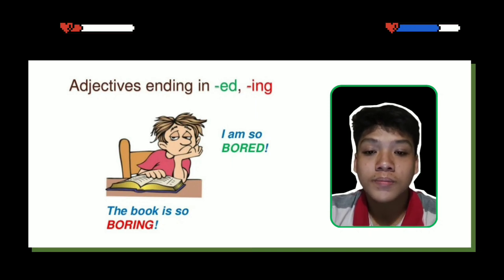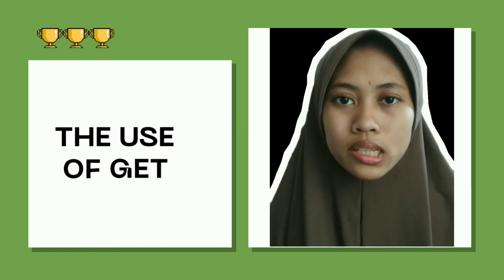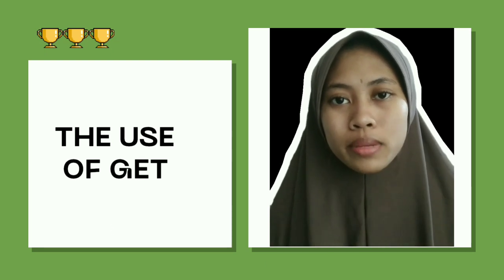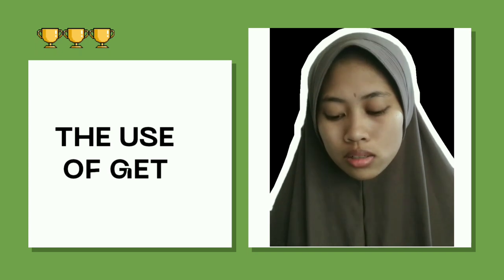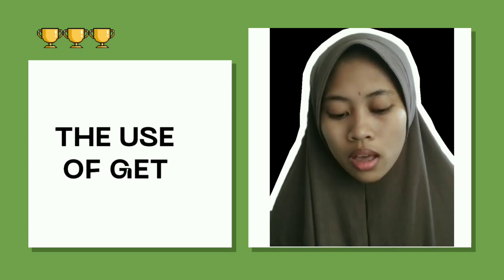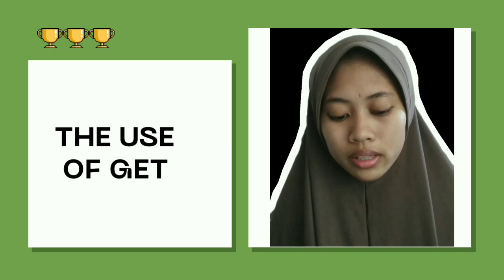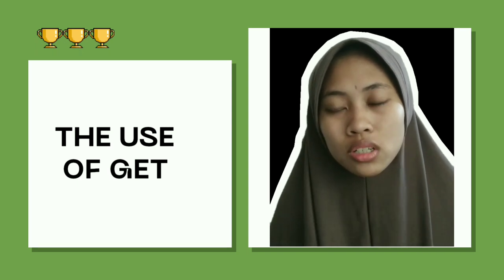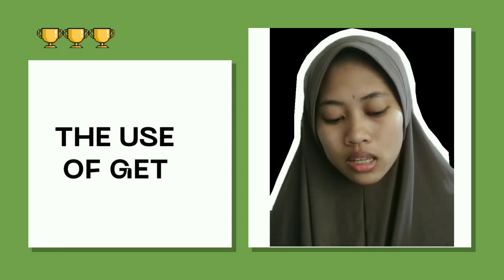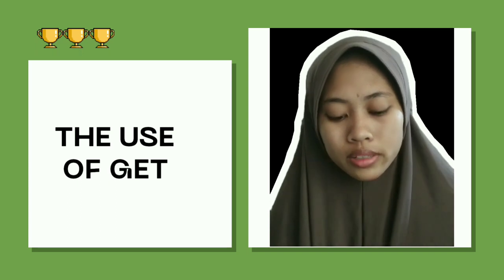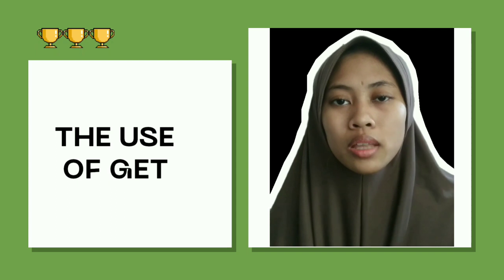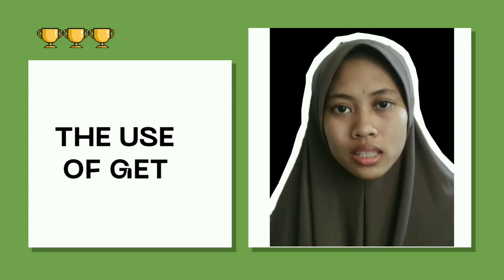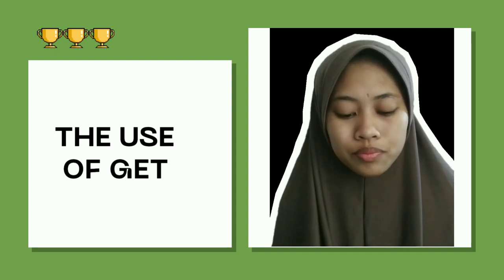Thank you. The next topic is about the use of get in passive sentences. There are passive sentences in English that don't contain to be, but contain the verb get. With get passive, the position of to be in a passive sentence is replaced by the verb get. The get passive has two structures. The first is get plus adjective, and the second is get plus past participle.